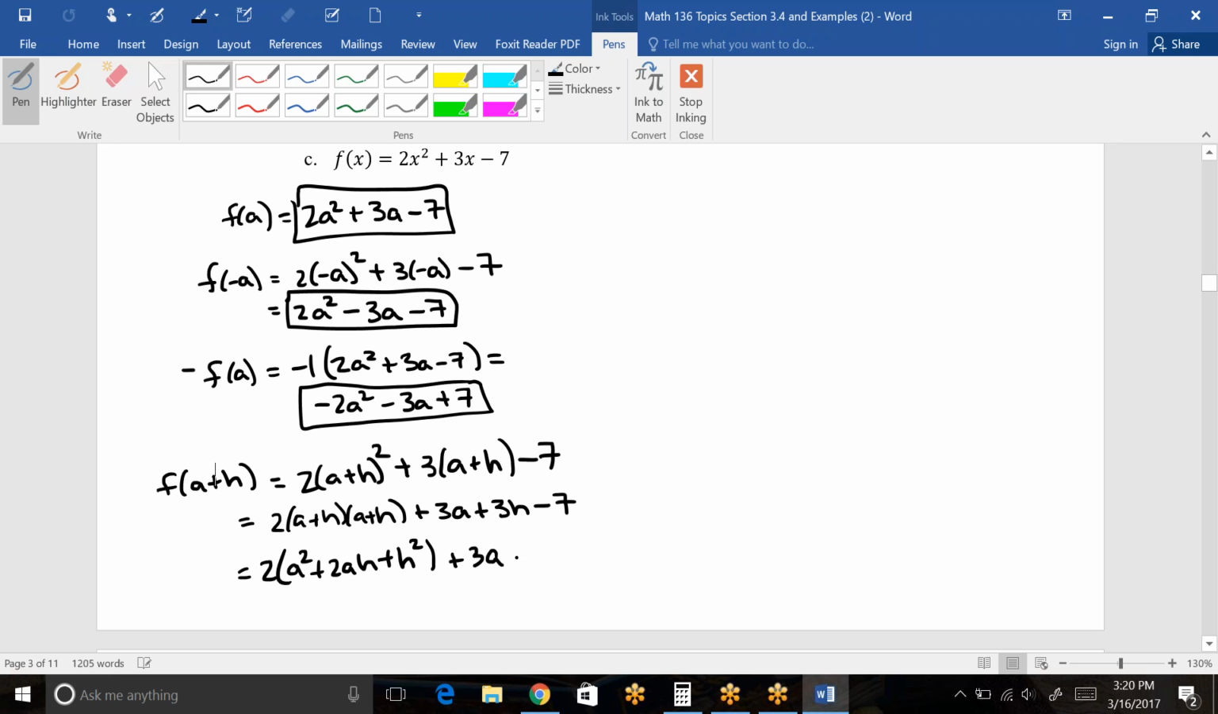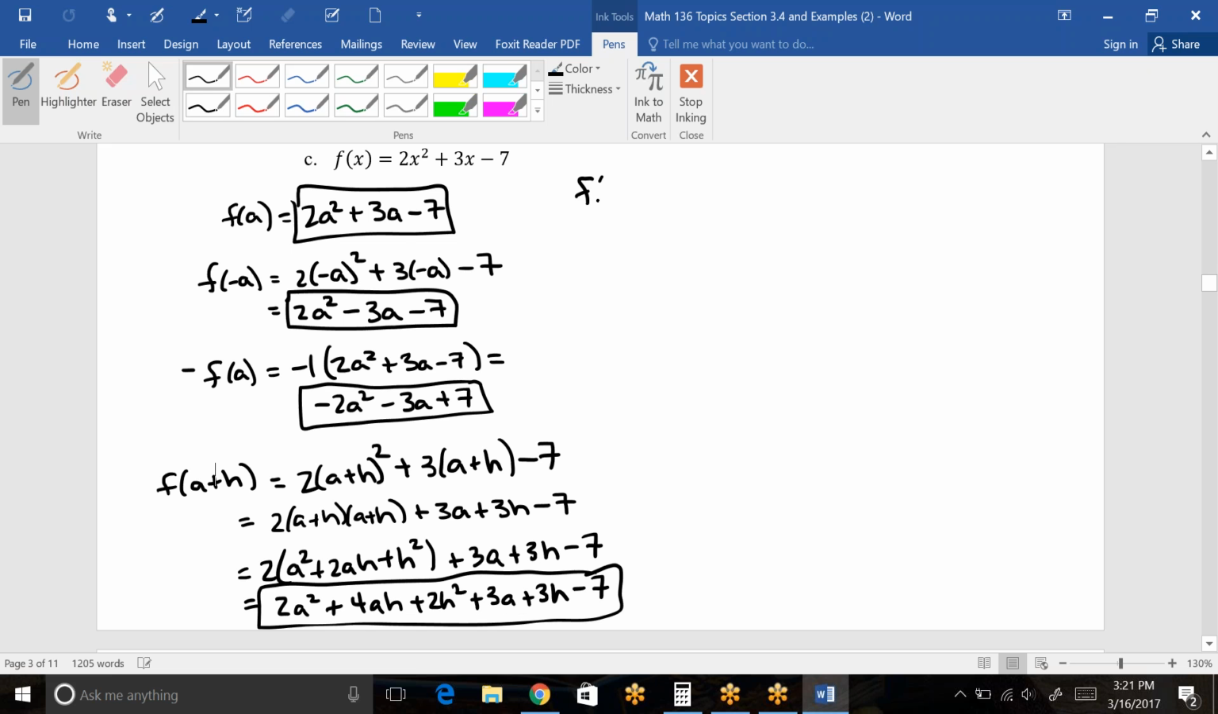Final step will be to distribute that 2 up front and then see if there's any like terms. So that's 2a squared plus 2 times 2 would be 4 AH's plus 2h squared plus 3a plus 3h minus 7. No like terms.